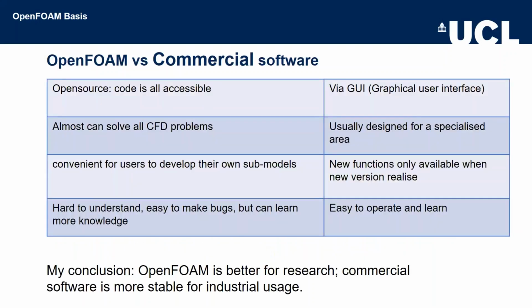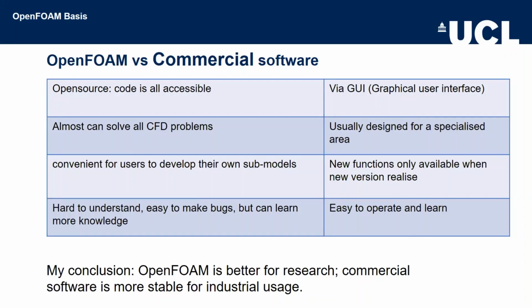This slide shows comparisons between the OpenFOAM software and commercial software. Firstly, as I mentioned before, OpenFOAM is open source, and all codes and example scripts are accessible. But in most commercial software, we can only use the graphical user interface to build the simulation model. Secondly, OpenFOAM can solve almost all CFD problems, while commercial software is usually designed for a specialized area to solve a specific case.